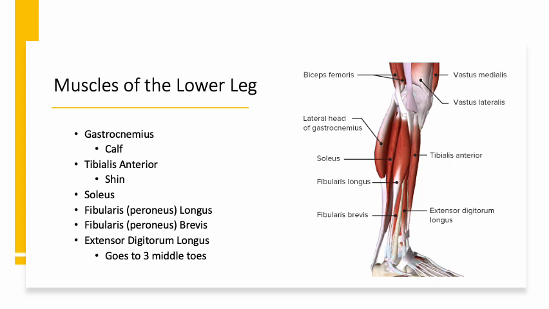Then you have the extensor digitorum longus. This is very similar to the extensor longus of the arm, where it connects to the three middle fingers. This one goes down the front of the leg and attaches to the three middle toe areas. So it extends underneath the tibialis anterior from the knee area all the way down. It's deeper than the tibialis anterior, rides down the front of the tibia, and then it connects to the three middle toes.